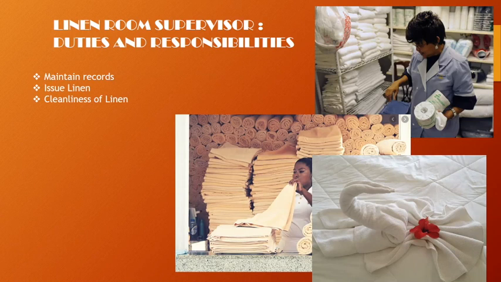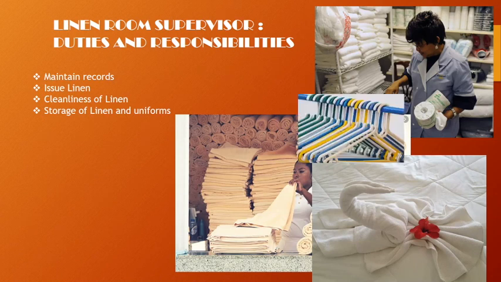They ensure that linen and uniforms are stored properly, a record is kept, and staff hands over any damaged linen or uniform, etc., which can be mended to the tailor. Tailor is also a part of the linen room staff. They ensure that proper procedure is followed when linen or uniform needs to be discarded. So anything which belongs to the hotel, be it linen or uniform, when it is discarded, there's a standard procedure set in place. They ensure that it is followed.